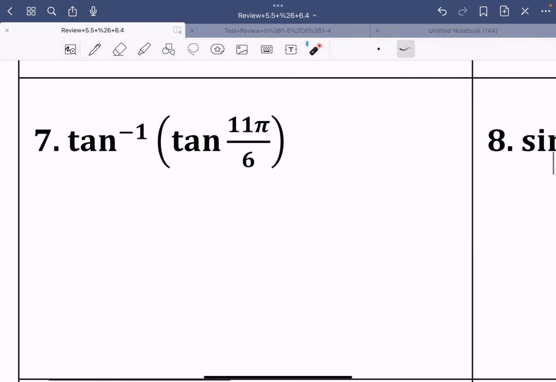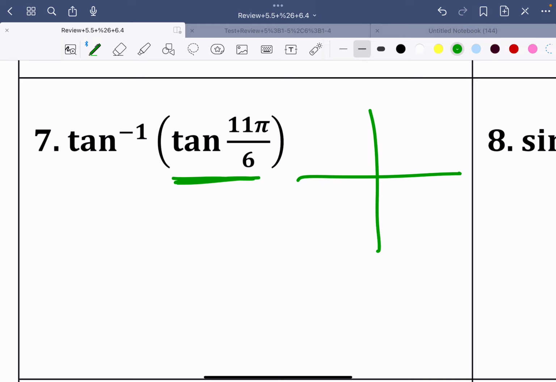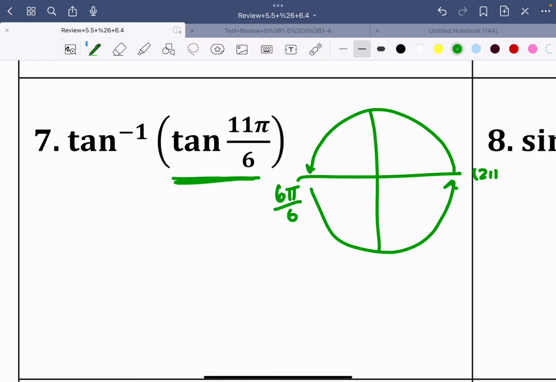Number 7, tan inverse of tangent of 11 pi over 6. So the first thing we do is we take the tangent of 11 pi over 6. So we know if we go around the circle, we're going to get to here, and that's going to be 6 pi over 6. If I go all the way around back to here, that's going to be 12 pi over 6, right? So I want to back up short here to this angle, 11 pi over 6. So if I go all the way around and stop here, that's 11 pi over 6. That is my theta, got it?